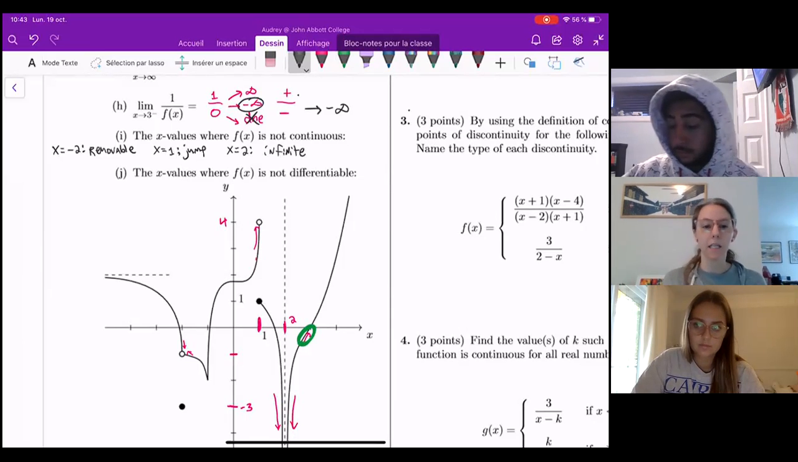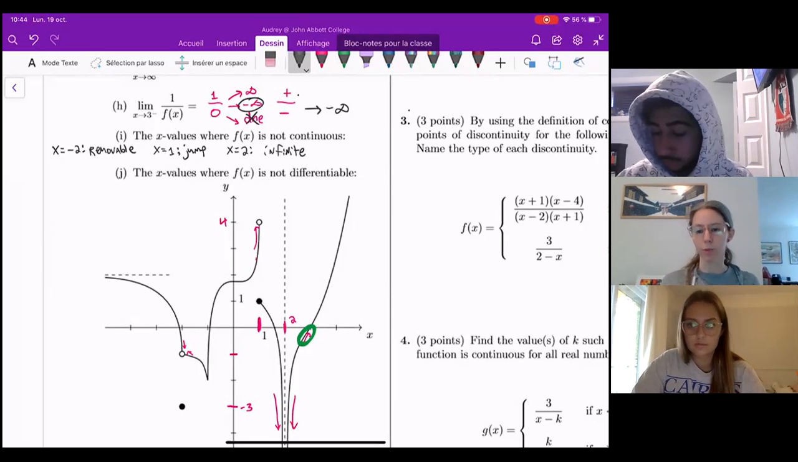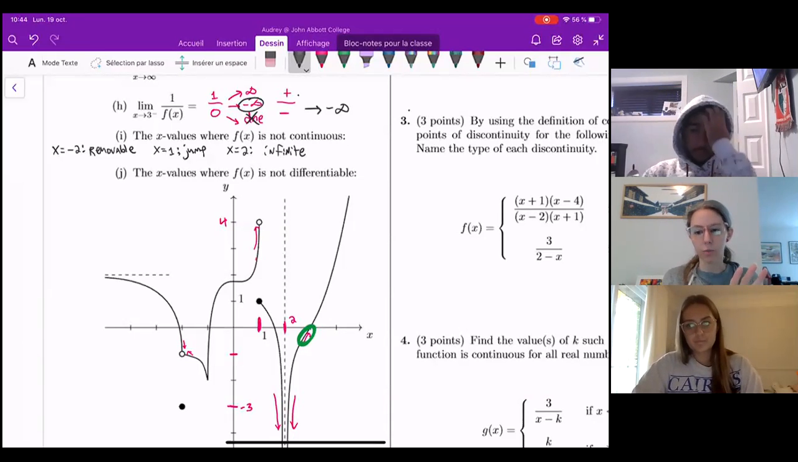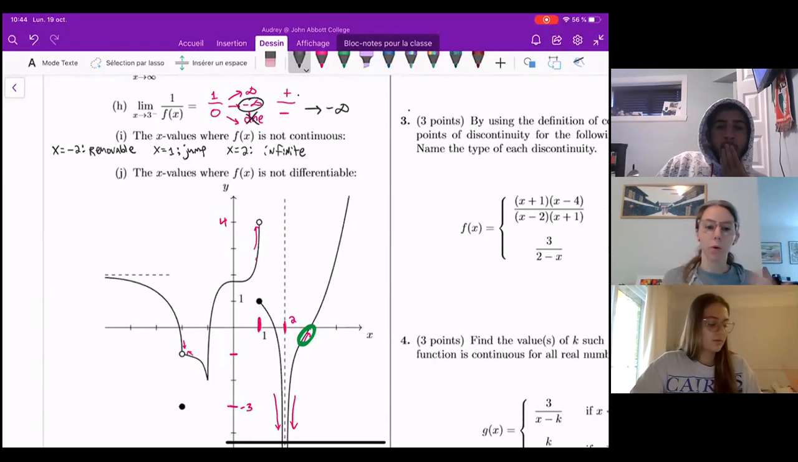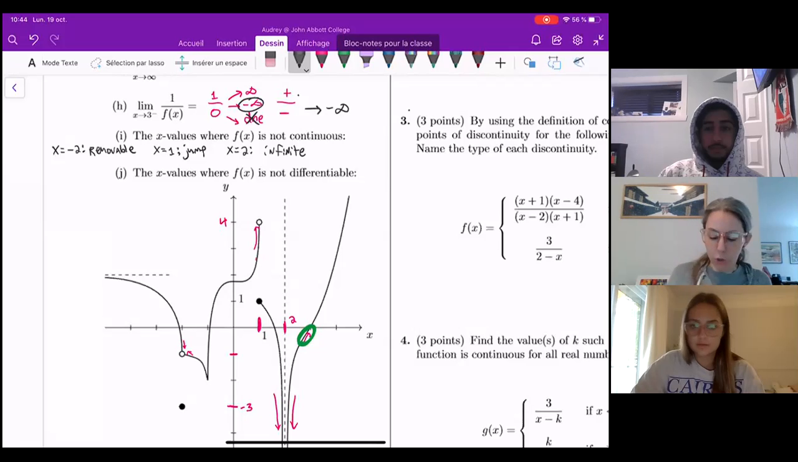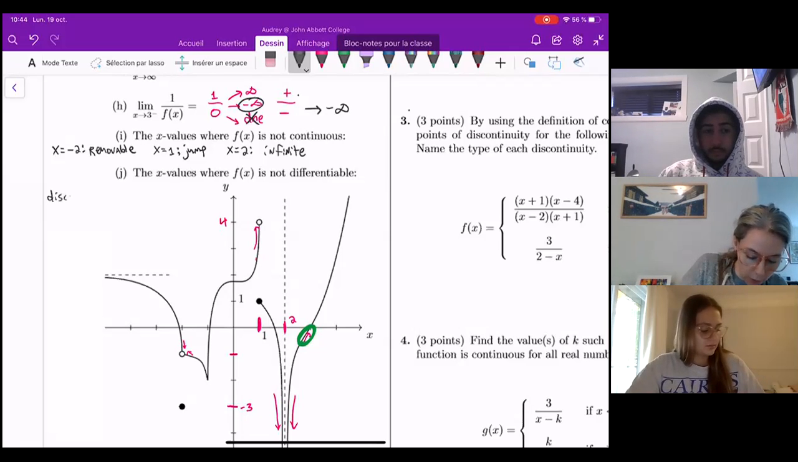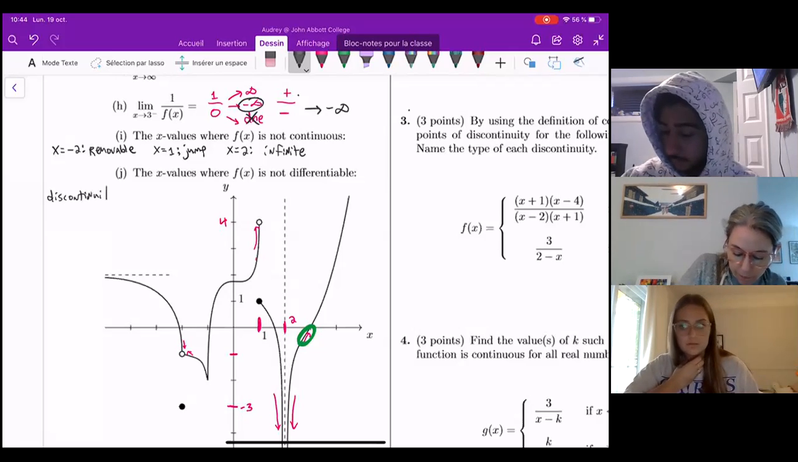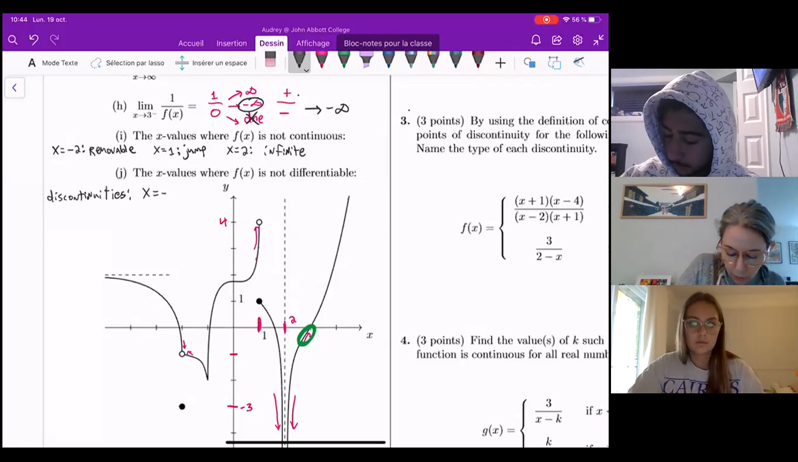Then the next thing it says is the x values where f of x is not differentiable. So in this particular problem, it's not asking us to separate the continuous and differentiable from the continuous and not differentiable, so we're going to do that anyway. In other words, we're going to start off by saying, is a function differentiable when it's discontinuous? Good. No. So the first thing that we're going to do is list the discontinuities that we already listed. And that's going to be x is equal to -2, 1, and 2.